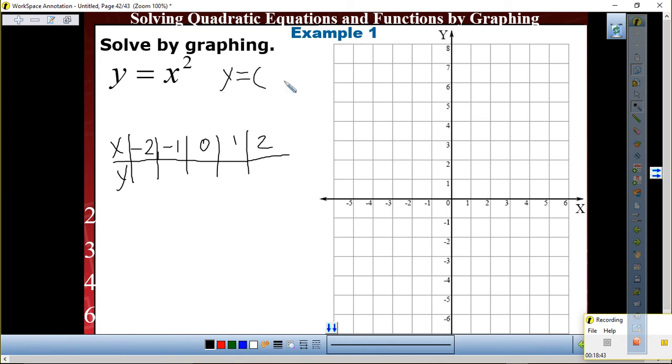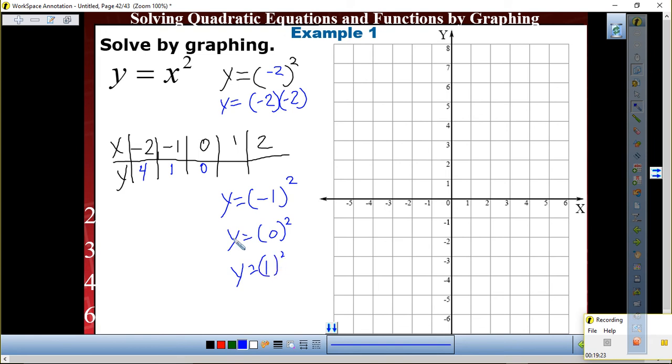All right, next to it, I'm going to write y equals, but instead of x, I'm going to leave a parenthesis so I can substitute values. So, if I substitute negative 2 in here, what does that mean? Y equals negative 2 times negative 2, because that's to the second power, right? So what is negative 2 times negative 2? Positive 4. Let's do that again. Parentheses, negative 1. So what is y? What is negative 1 squared? 1, because it's negative 1 times negative 1. What is 0 squared? 0. What is 1 squared? And what is 2 squared? 4. Okay, let's plot these points. We got negative 2, 4, negative 1, 1, 0, 0, 1, 1, 2, 4.